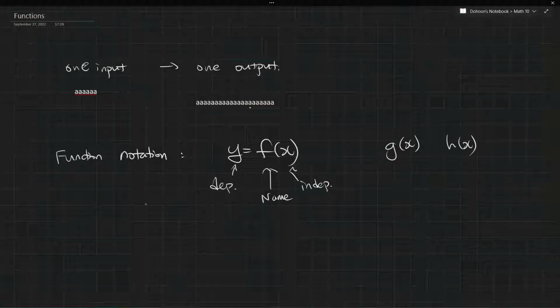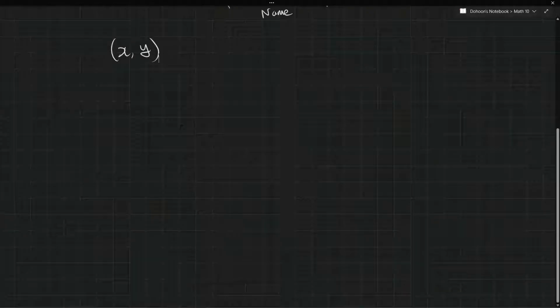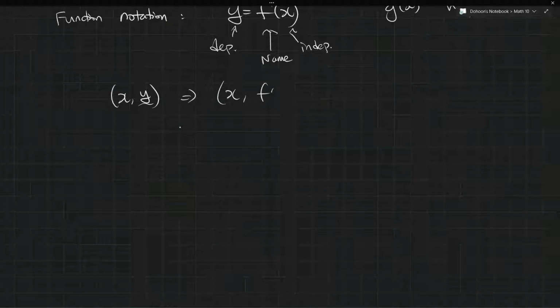So what does that mean? For example, we know how we use x, y as an ordered pair of a relation, right? And in this case, you see y here? Well, y is f of x. So we can just replace it like this, x and f of x. I can do this because y is f of x and they're actually equal to each other. We can just easily substitute them.